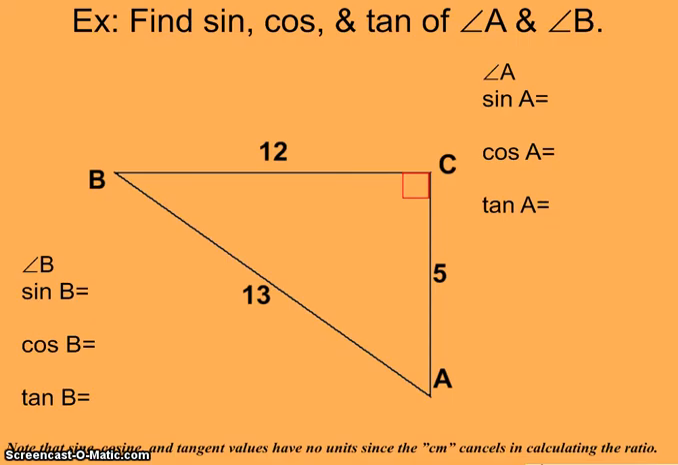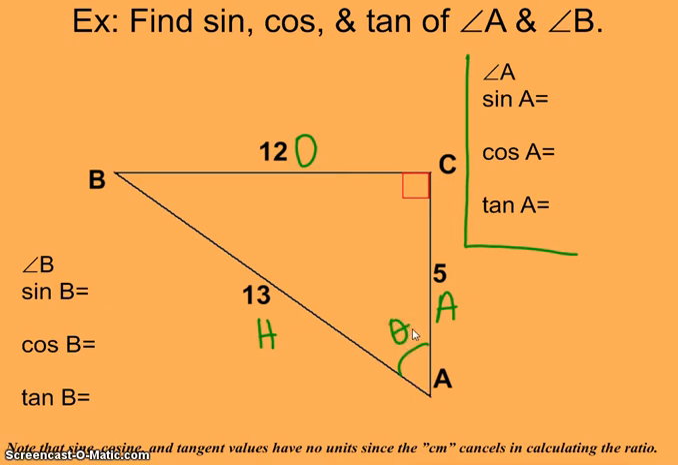Alright, so let's put this into play. I want to find the sine, cosine, and tangent of angle A and angle B. So let's start with angle A first. Let's go ahead and label all the sides as they relate to angle A. The side opposite of 90 will be my hypotenuse. The side that touches angle A that's not the hypotenuse is my adjacent. And the side directly across from A is my opposite. Okay, so this is my angle here.